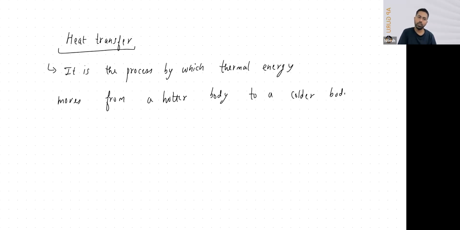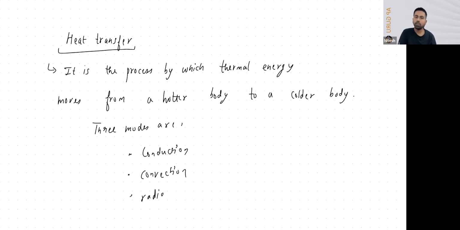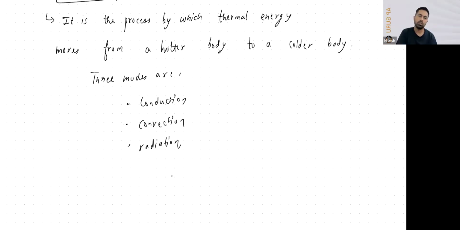There are three ways of doing it. The three modes are: the first one we call conduction, the second one is convection, and the third one is going to be radiation. So these are the three: conduction, convection, and radiation. Got it? Yes, sir. Okay. Now let's come to the first one, that's conduction.